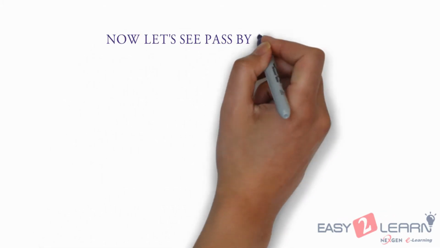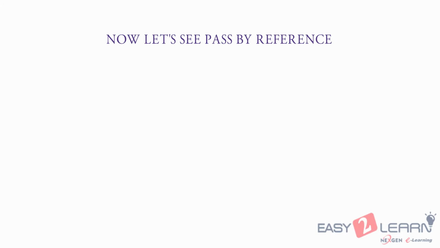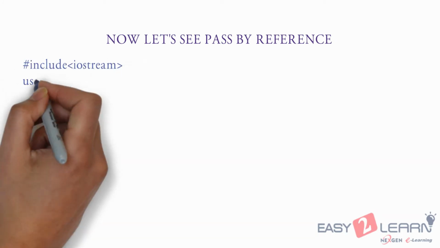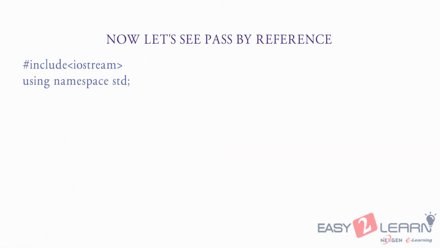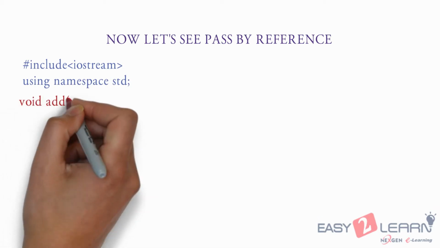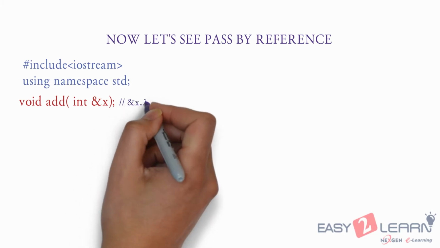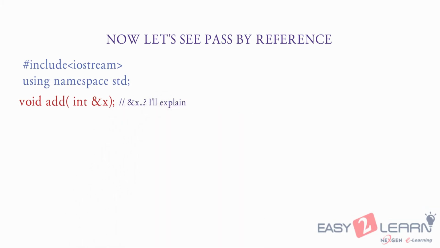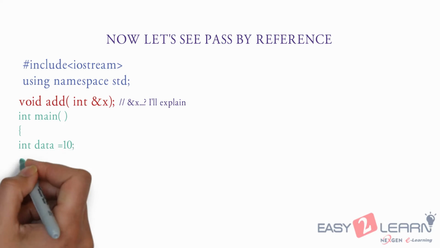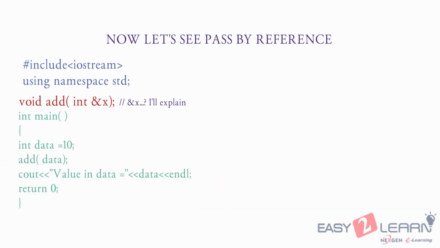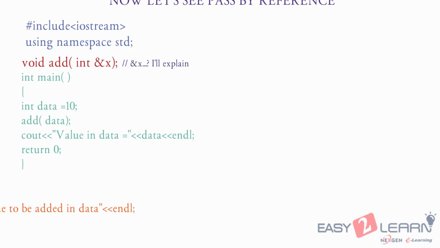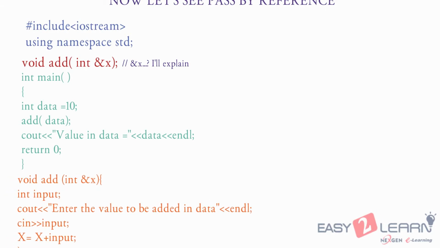Now let us discuss about pass by reference. So we have once again the header file here and we have an add function, but observe why we have ampersand x. Ampersand is called as address operator. So we have the code for main function as well as the called function.